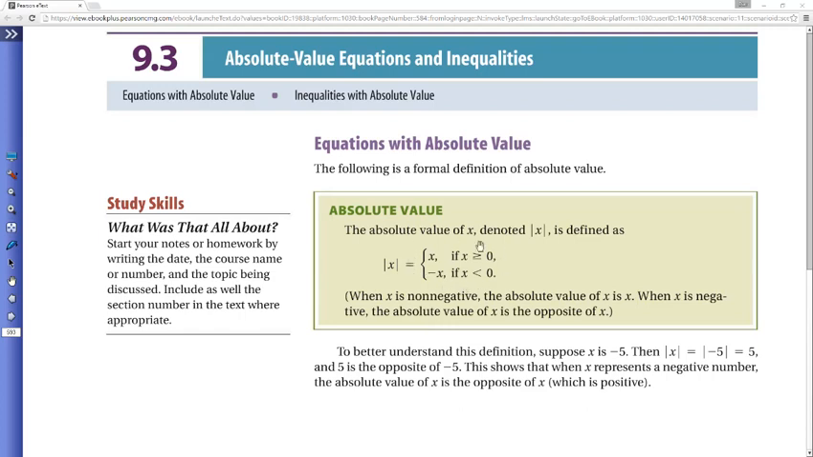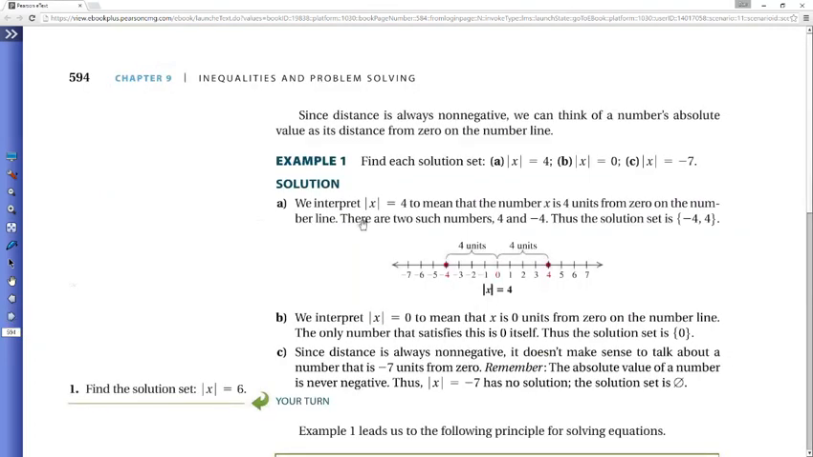But we're going to have to get into really realizing what that means, since we've covered inequalities. We're going to show it in an algebraic language, right? And a lot of what we do is translate English into algebra so we can solve more complex problems. And that's kind of what they go through in this first one. It says, since distance is always non-negative, we can think of the number's absolute value as the distance from 0 on a number line.